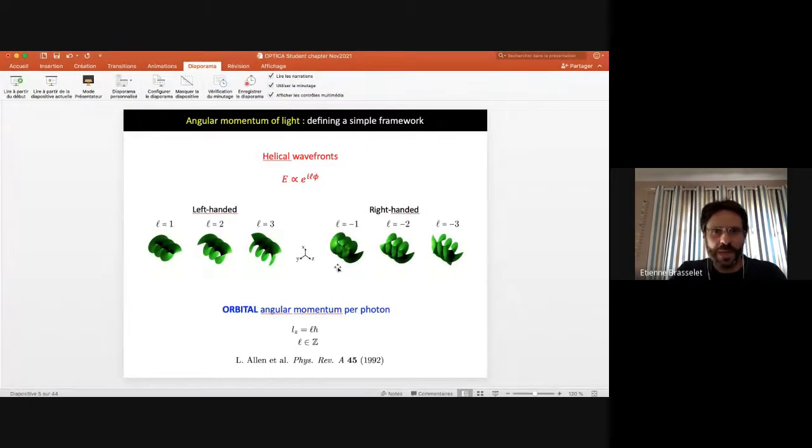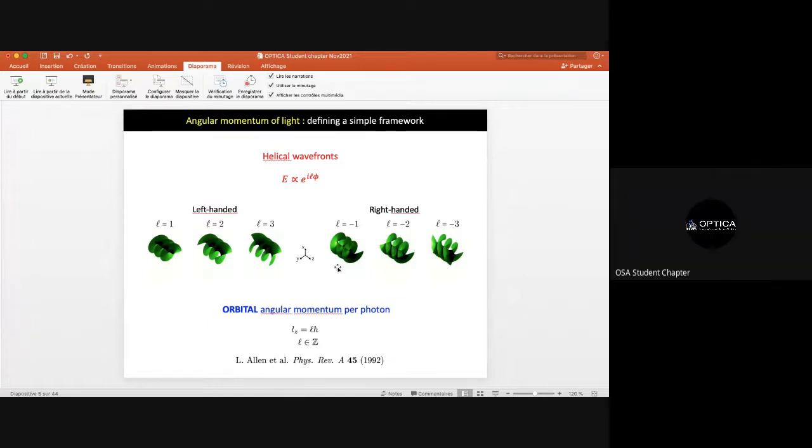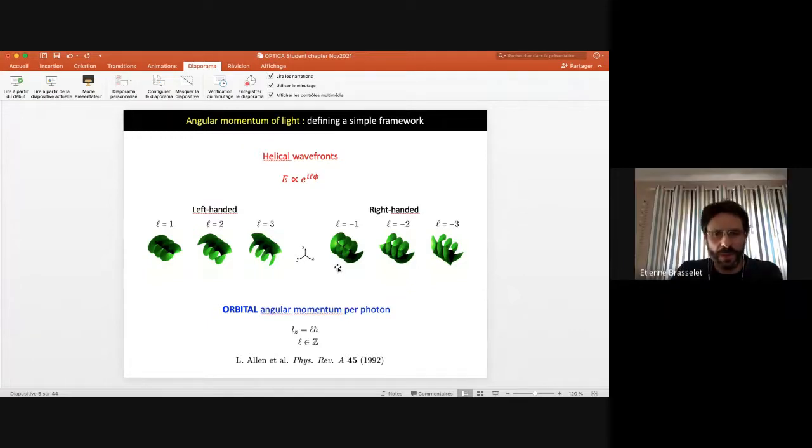So you see this slide, angular momentum of light, defining a simple framework, yes? Yes. Okay. So this defines the orbital part, which was much more recent than the spin angular momentum part. And this was typically almost 30 years ago.